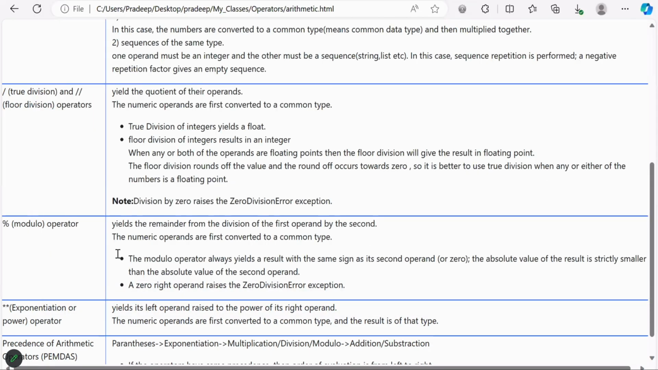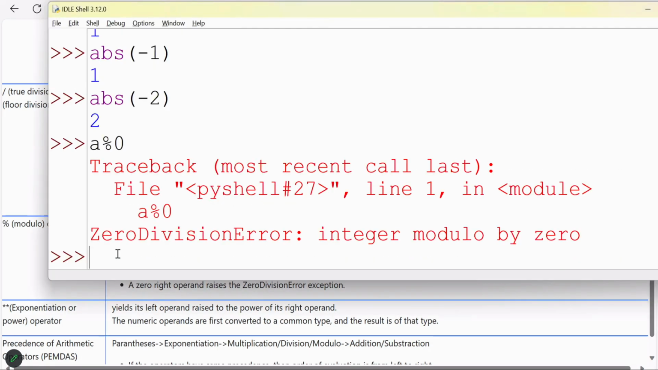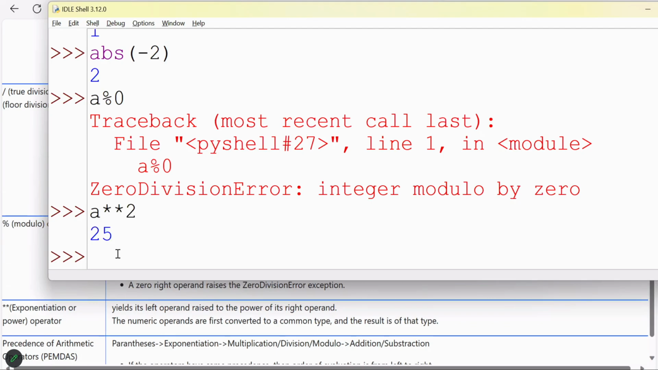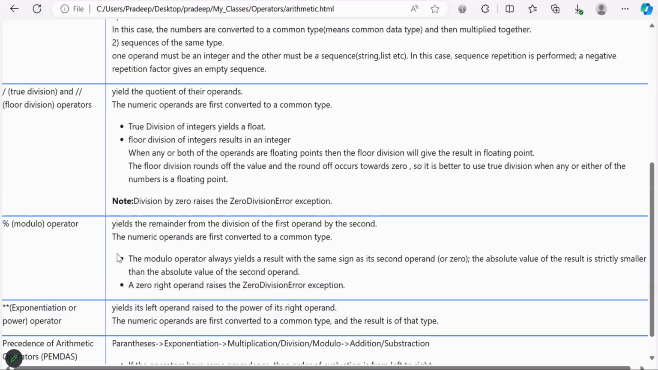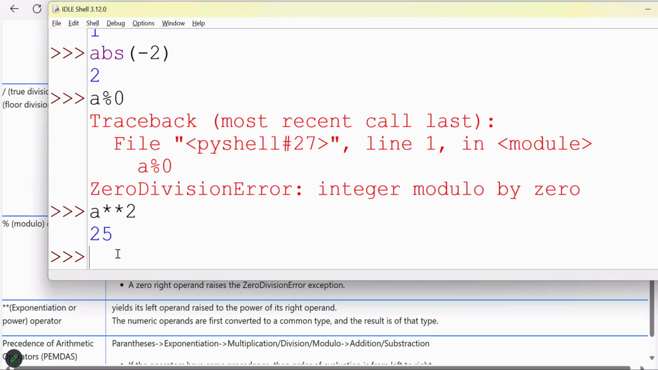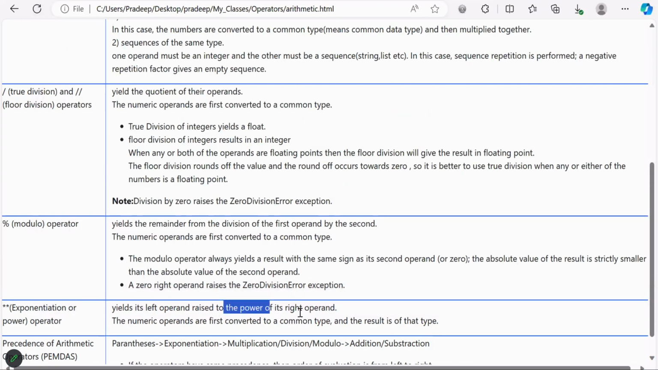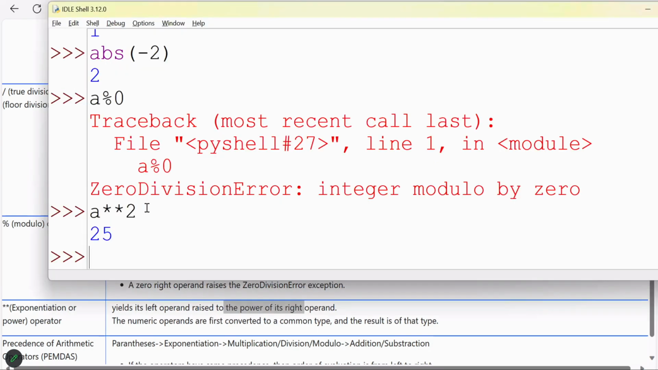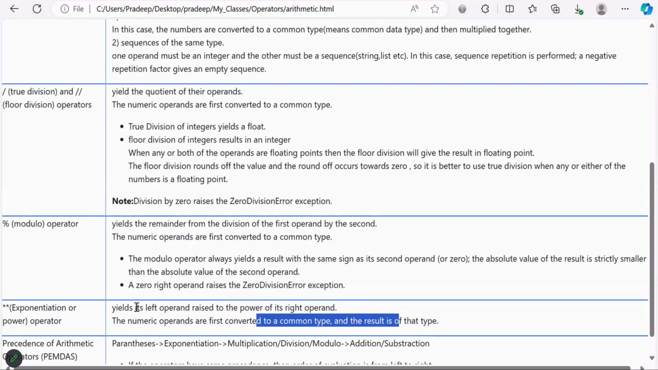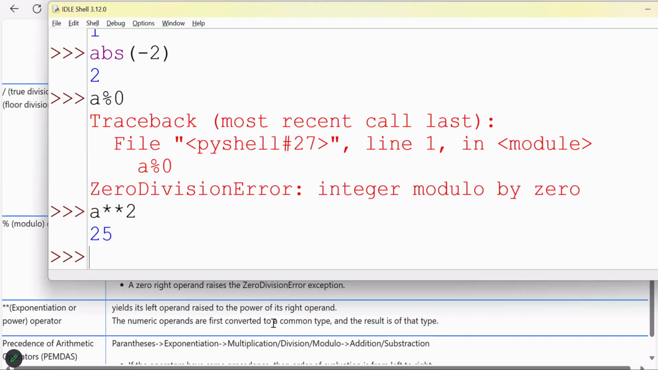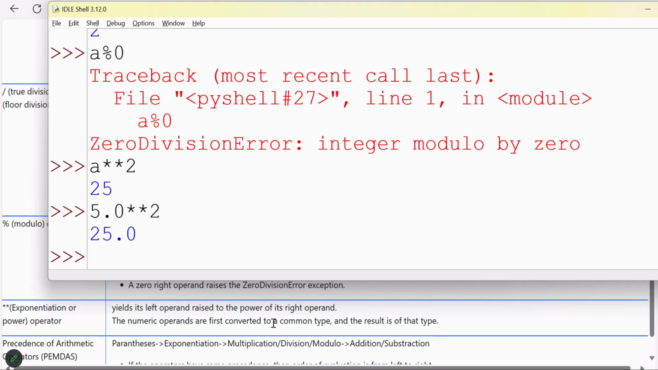Next is exponentiation. So we have the power operator. So a star star 2. A was 5, and 5 square is 25. It yields its left operand raised to the power of its right operand, 5 to the power of 2. The numeric operands are first converted to a common type, and then the result is of that type. So if we take 5.0 star star 2, it will be given as a floating value.